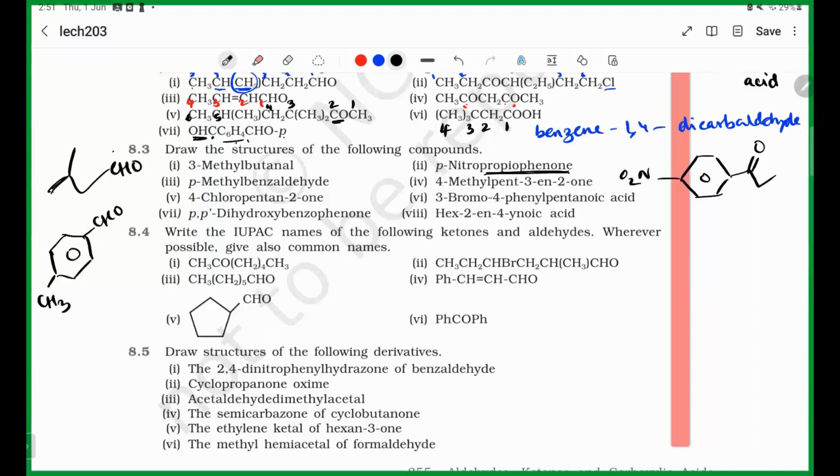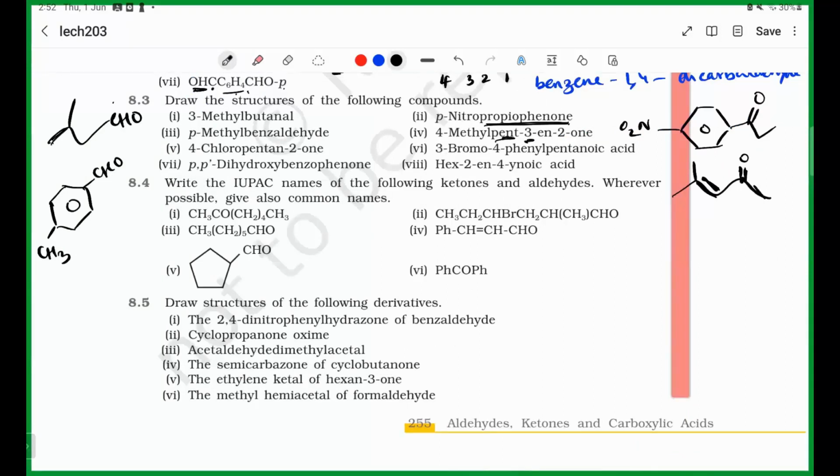Next, you have 4-methyl-pent-3-en-2-one. Pent, so you draw 5 carbon atoms. That is pentane. Pent-2-one, so you draw a carbonyl group at the second position. 3-ene means that at the third position there should be a double bond. But you know that you give higher priority to this, right? So you start counting like that. If there's a double bond at the third position, the double bond has to be between the third and the fourth carbon. It cannot be between the second and third, because you specify the lower number of the carbon atoms connected to the double bond. So between 3 and 4, 3 is the lower number, right? So you specify 3. Apart from this, you also have 4-methyl, so you have to draw a methyl substituent, right? So that is the entire structure.